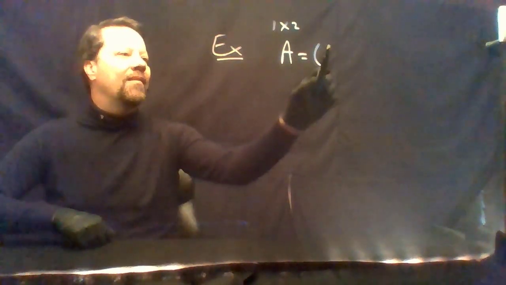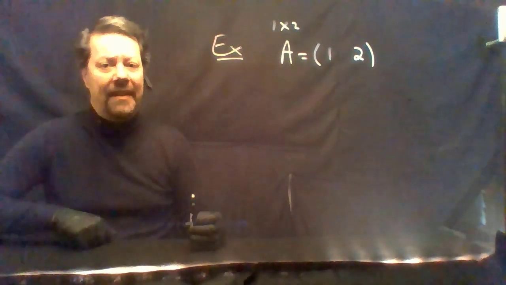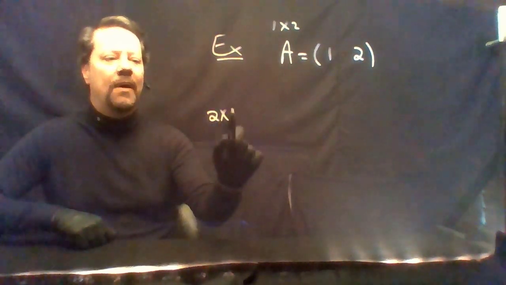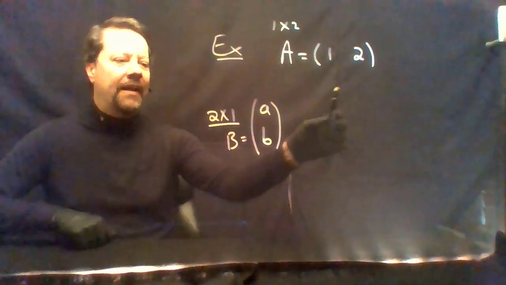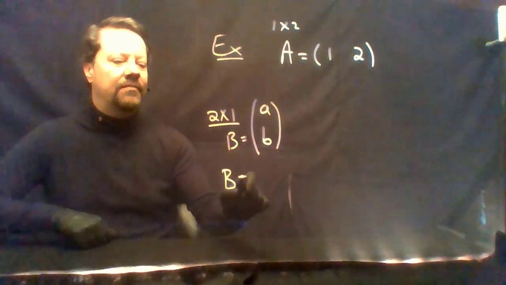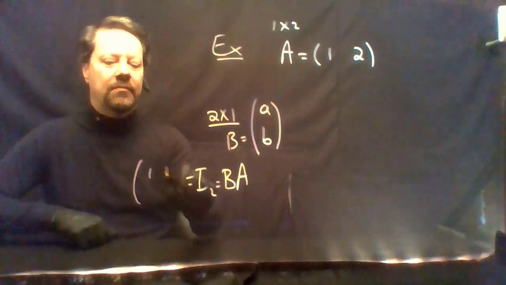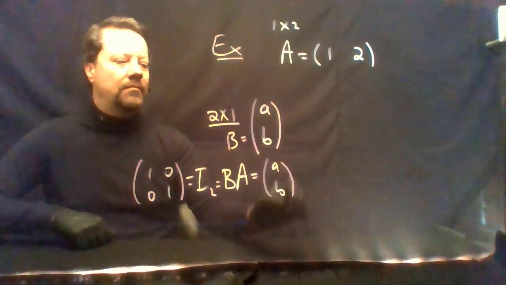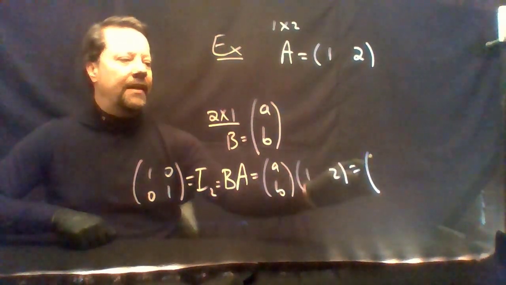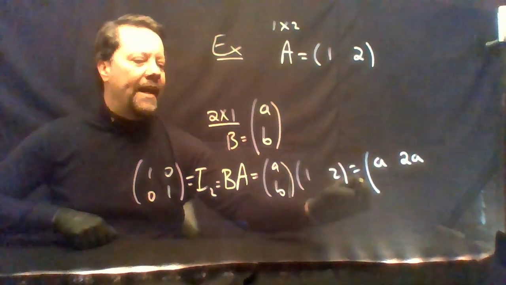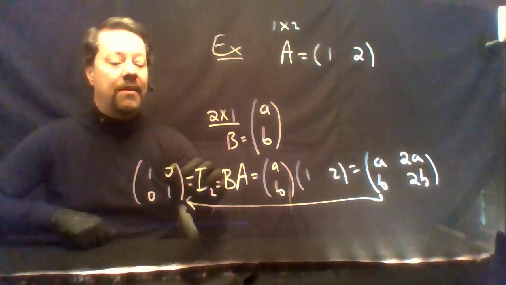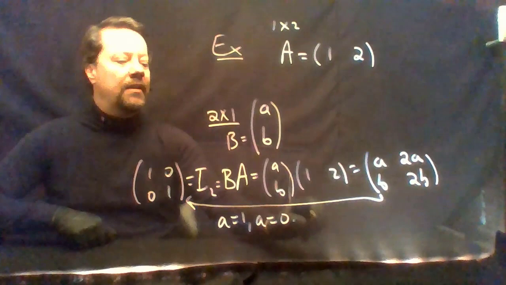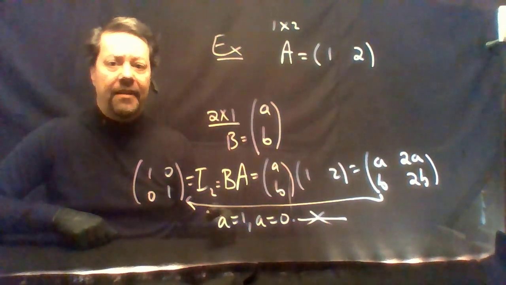To give you a simple example, suppose that A is the 1 by 2 matrix [1, 2]. Does it have a left inverse? The left inverse would have to be 2 by 1. That means it would have to be a matrix of the form B equals [a; b], so that when you multiply, you get the 2 by 2 identity. As you can see, you'll get a, 2a, b, 2b. This equaling the identity would imply that a is 1, but also a is 0. That's a contradiction, which means this matrix does not have a left inverse.